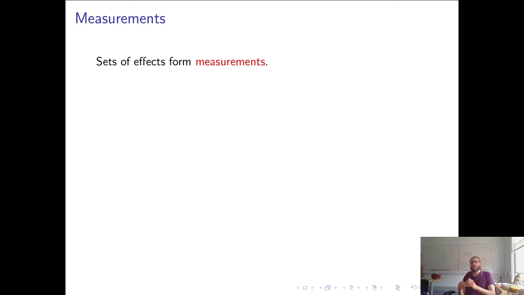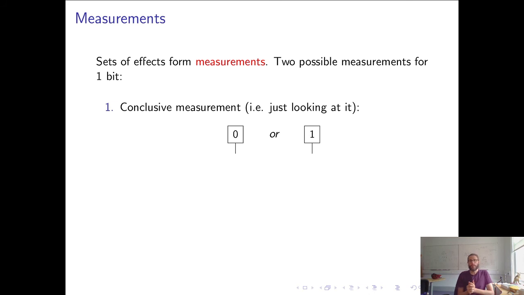Okay, so sets of effects together, or let's say questions that I could ask about my state, are called measurements. There are two possible measurements I could do for one bit. There's a conclusive measurement where I just look at the bit and see whether it's 0 or 1. And there's an inconclusive measurement where I either throw the bit away or I'm not able to measure it somehow. The information I get out of it is nothing. I don't know if it's 0 or 1. Okay, so that's not that interesting.